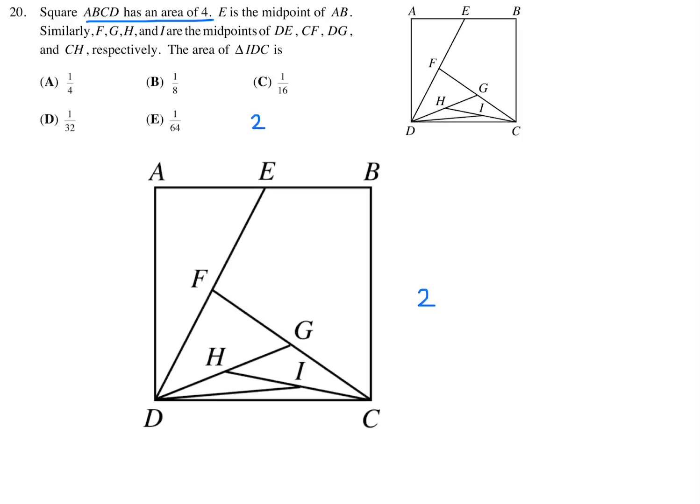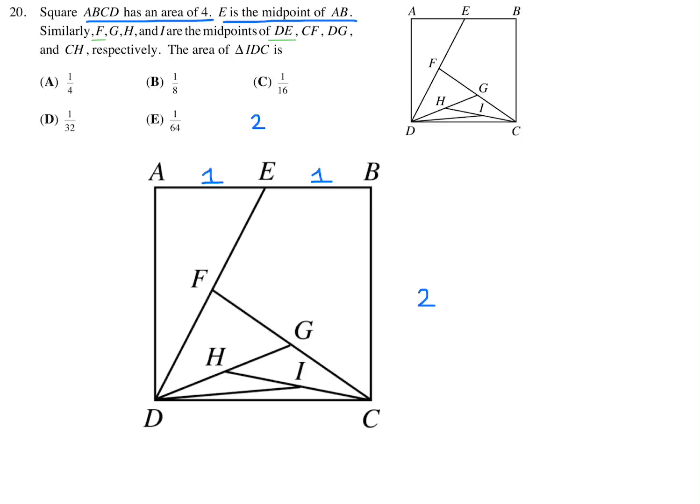Okay? Now the first thing they tell you is that E is the midpoint of AB. So if E is the midpoint of AB, AE from there to there is 1. And therefore EB is also 1. Okay? So that is the first part of it. And very similarly, we have to do that with all of these. So the first thing I'm going to do is look at F. F is the midpoint of DE.